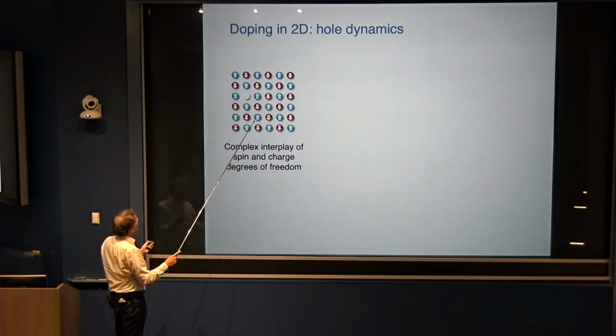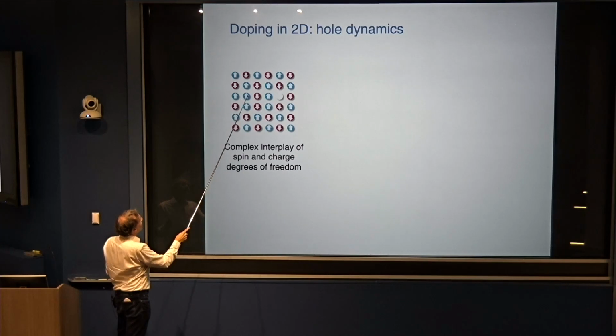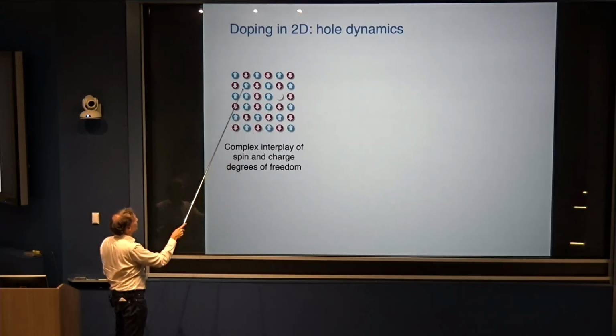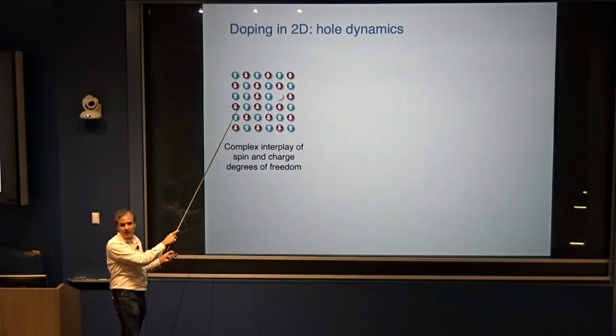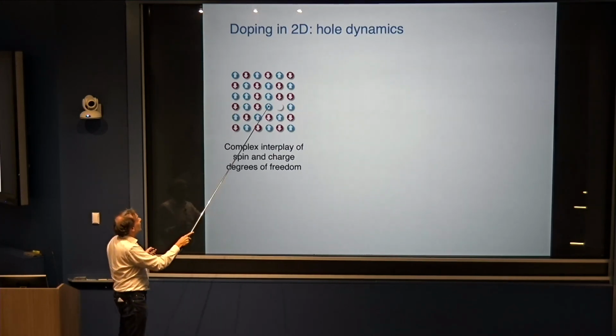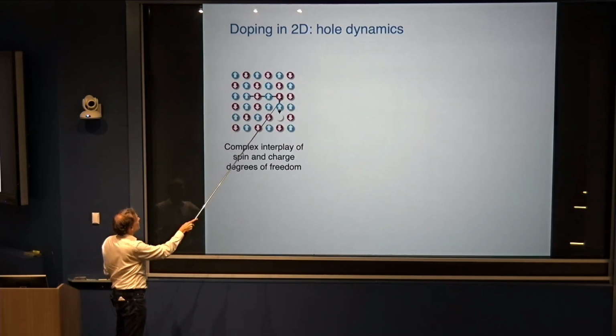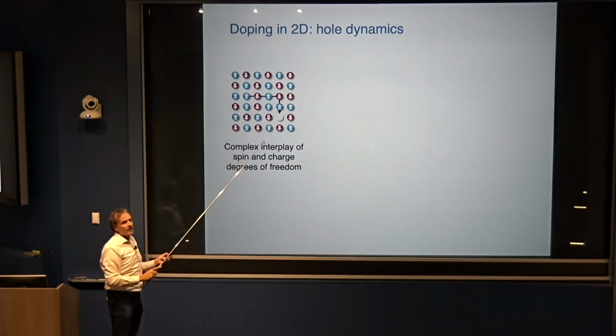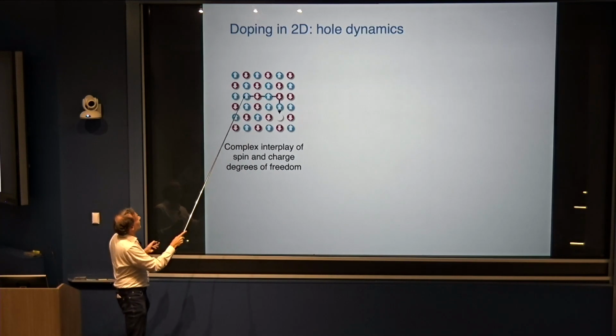atom, how would this hole now move? If the hole moves in this direction, you see that it creates a lot of unhappy bonds here. The spins on neighboring sites want to be opposite. And so essentially, if you move the hole from here to here, it creates a lot of unhappy bonds. Let's call this a string.